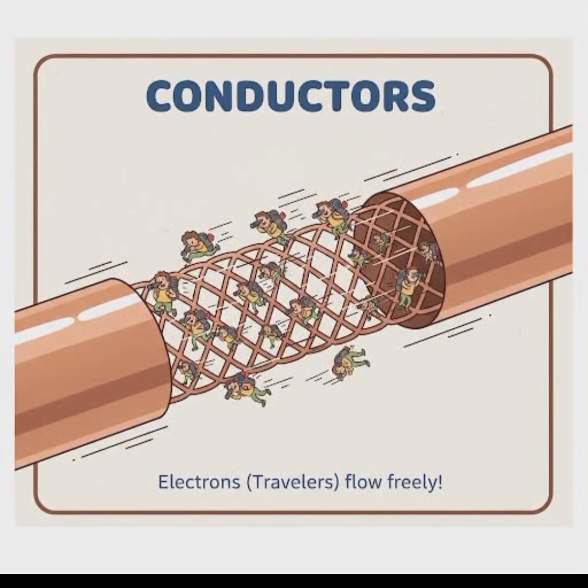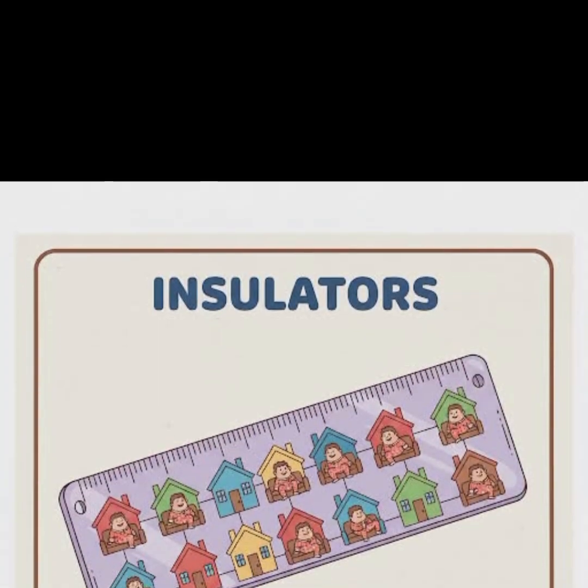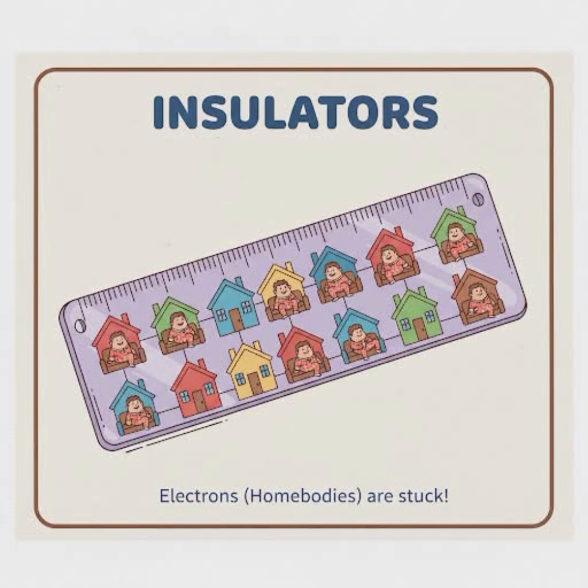Conductors, like metals, have free electrons. Think of these electrons as travelers. They aren't stuck to one atom. They can move freely and instantly respond when an electric force shows up. Insulators, like plastic, wood, or glass, are different. Their electrons are homebodies. They stay tied to their atoms, but they can stretch and shift slightly.